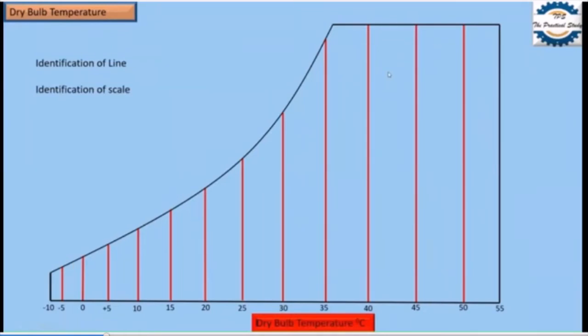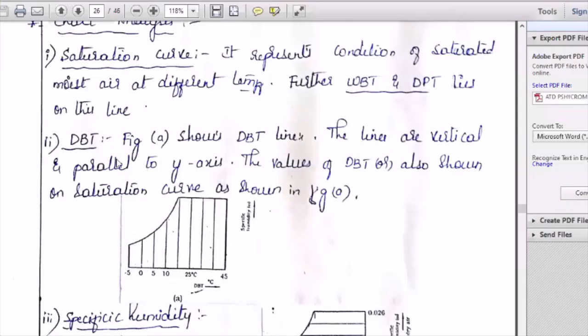Very important. Write down this chart separately for dry bulb temperature, mentioning the dry bulb temperature. You have to write it down. You can check it in the notes. I have written the dry bulb temperature. The figure shows the dry bulb temperature lines.